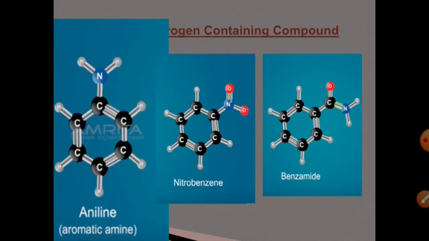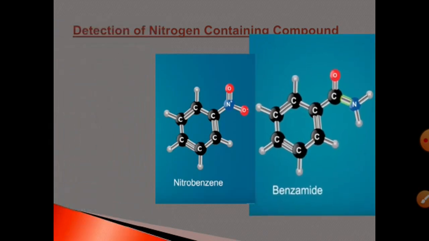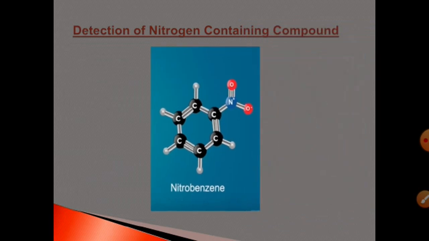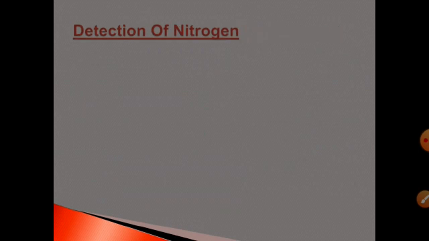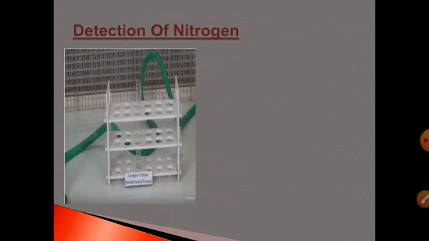There are many organic compounds such as amine, nitro compound, amide, and urea containing nitrogen as one of the main elements. Nitrogen is covalently bonded in the organic compound. Upon fusion with sodium metal, the covalently bonded nitrogen is converted to ionic sodium cyanide. Ionic sodium cyanide is used for detection of nitrogen. Our aim here is to detect the presence of nitrogen in an organic compound.